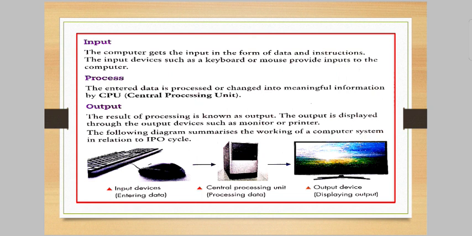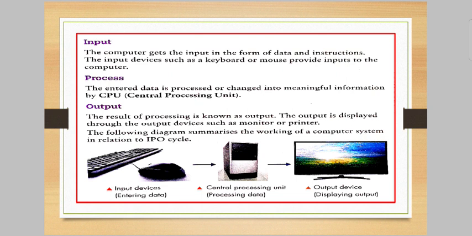Then process means the entered data is processed or changed into meaningful information by the CPU, central processing unit. That means when we give instruction to the computer in the form of data or information, then the CPU processes the data or information and changes it into a meaningful result. Okay, meaningful information. This is called a process.